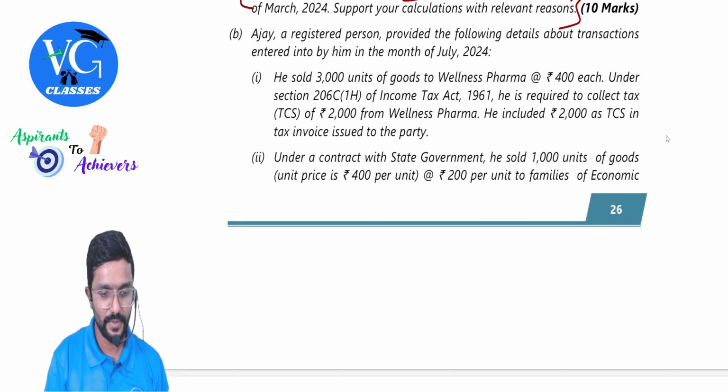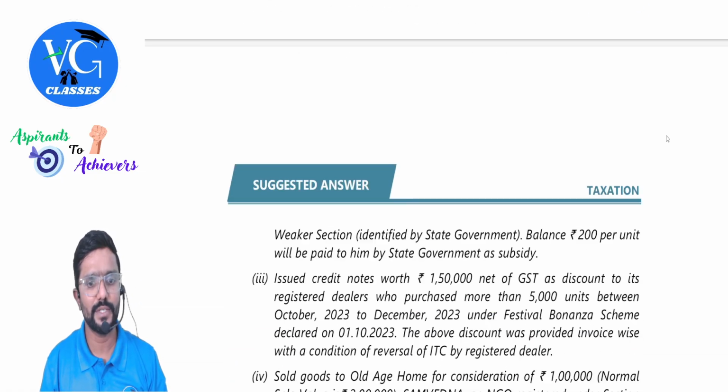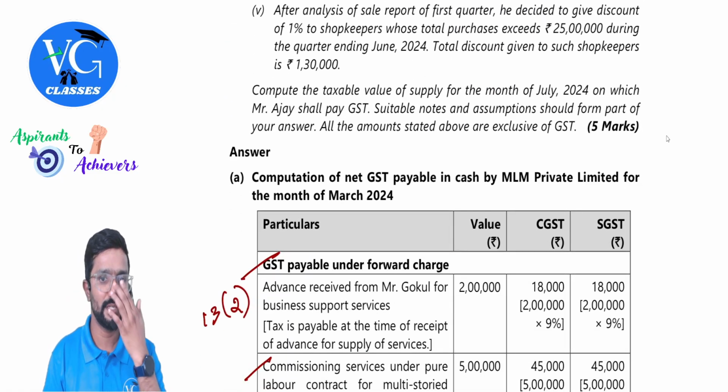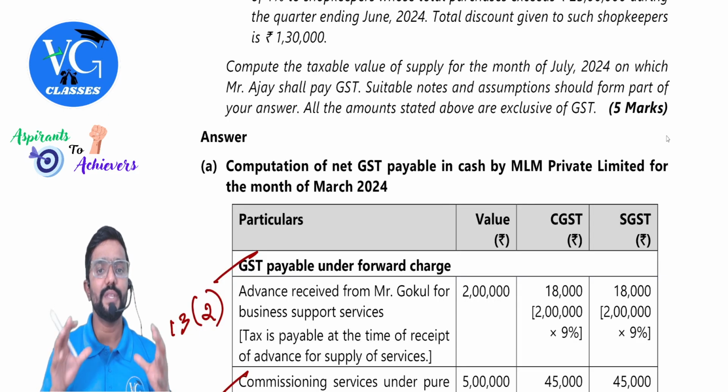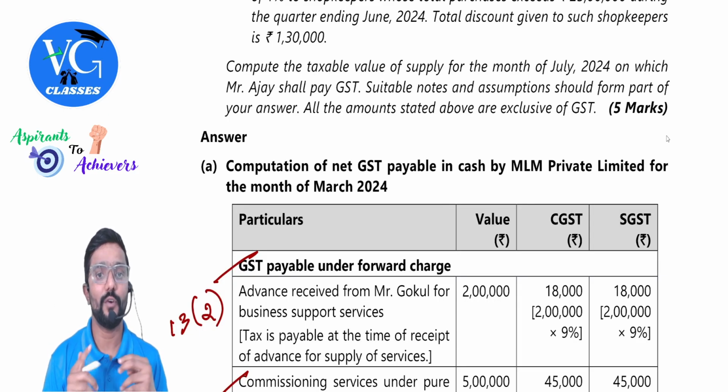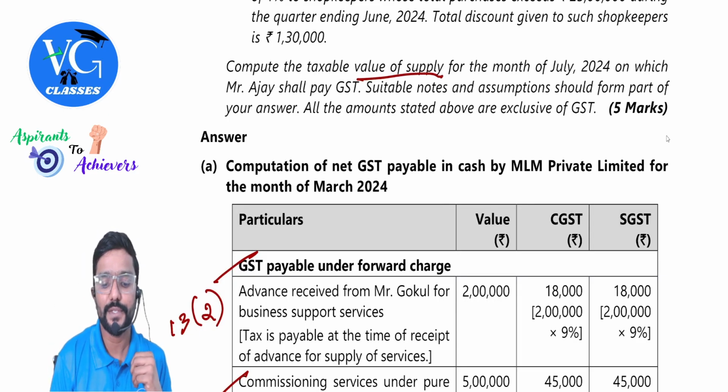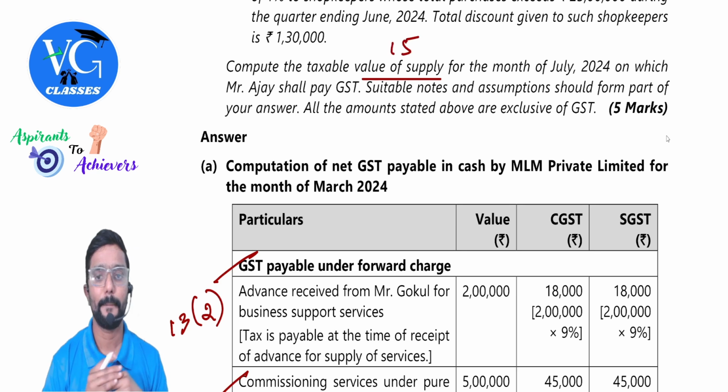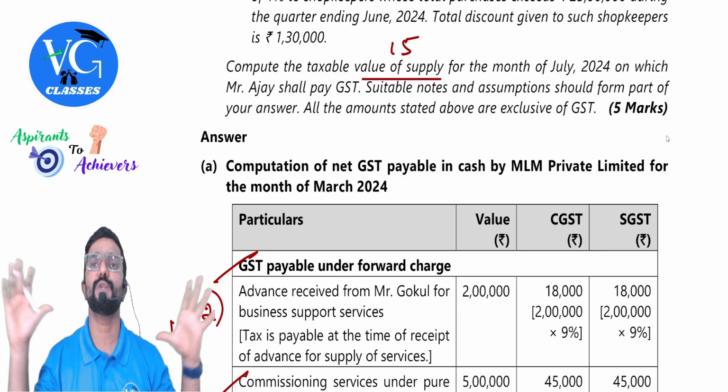Next, the second one. Again, a little lengthy question. Let me go and read the requirement first. Compute the taxable value of supply under Section 15 for the month of July, on which Mr. Ajay shall pay GST. Suitable notes and assumptions should form part of your answer. All the amounts stated above are exclusive of GST.